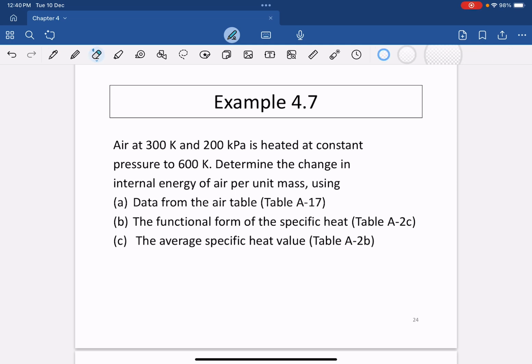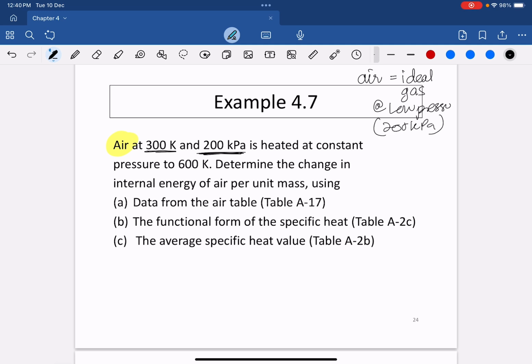In this case, it says the air is at 300 Kelvin and the pressure is 200 kilopascal. Remember, once it says air, we can assume air is an ideal gas given at low pressure. So 200 kilopascal is considered low pressure. Determine the change in internal energy. You want the change of internal energy, so this is delta U per unit of mass, meaning lowercase delta u.